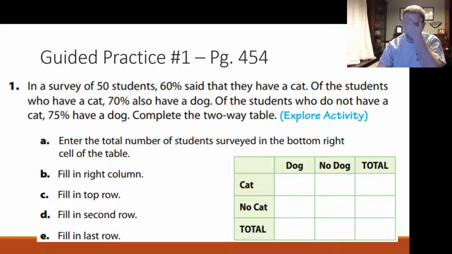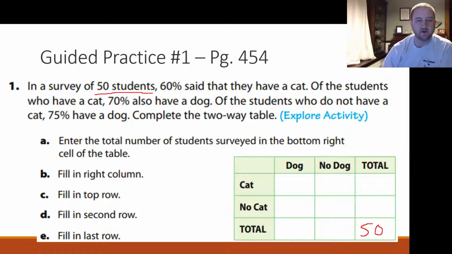So see if you can fill this in on your own. Okay, so it does say in a survey of 50 students. So I'll get you started here. There's a total number of 50 students being surveyed. We can go ahead and put that in right here. From there, see if you can dissect the rest of this problem to fill in the rest of this table. Pause the video and see what you get.